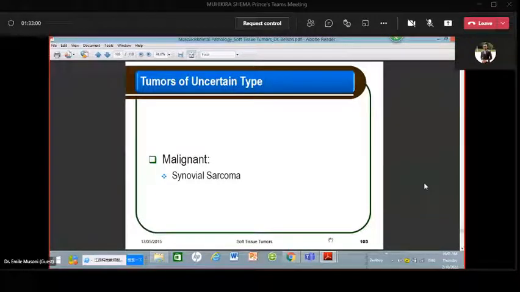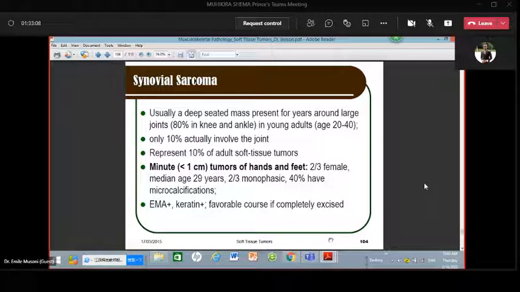Another type of tumor is synovial sarcoma of the joint. Synovial sarcoma is usually a deep-seated mass present for years around the joint, knee, and ankle. This one has two types. It can have fibrous and epithelial cells. This is why we do some immunohistochemistry, what we call keratin. When it is positive, immediately you have the epithelial component, and it has a favorable prognosis.